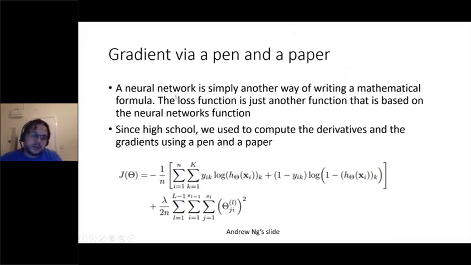So this is what I was talking about, a gradient with a pen and paper. You take a pen and you compute the derivative of the loss function. The loss function is just a sum and multiplications and some logs. Here you have the input of the network, which is also a sum and multiplications, and activation functions. Activation functions are just 1 divided by 1 plus exponential of minus x.